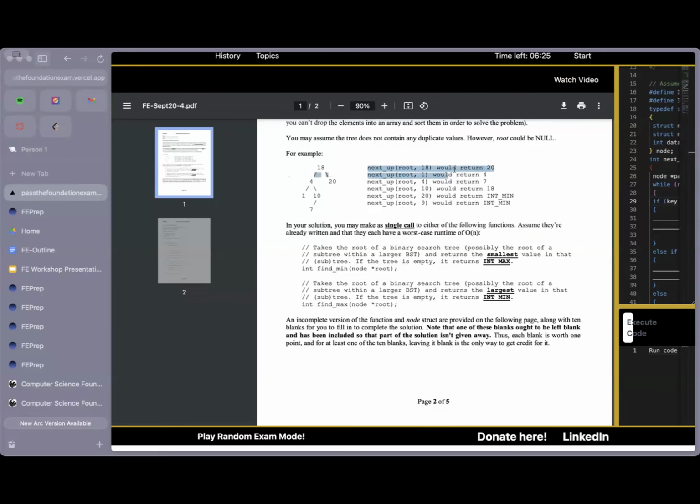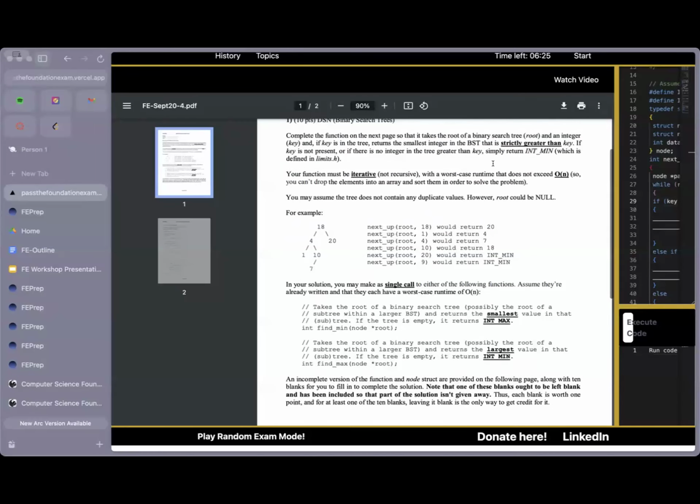So here you've got root is 18, it'll return 20. You're looking for values strictly greater than the key. So if you traverse through the right side, you'll get 20. Seeing as how that's the only node there, that's your answer. And then for 9, 9 isn't even in the tree, so you'll just return int min.